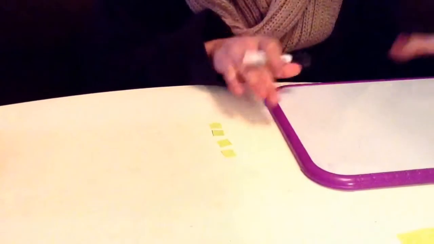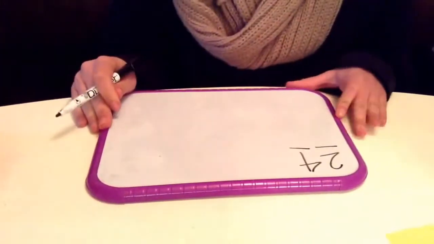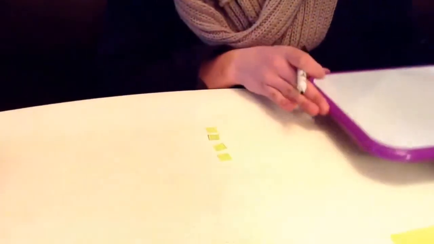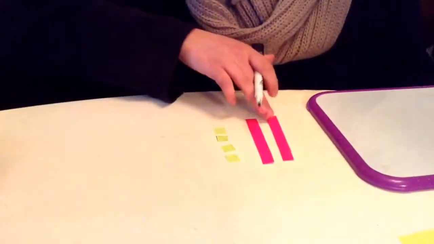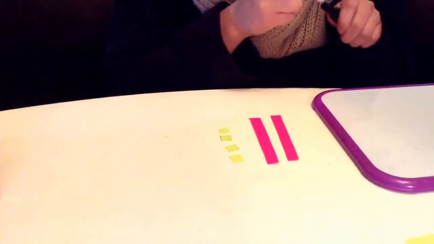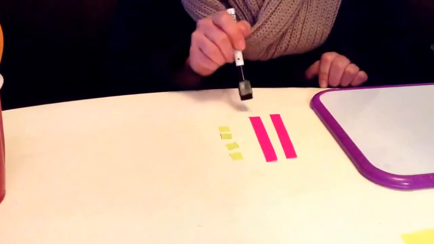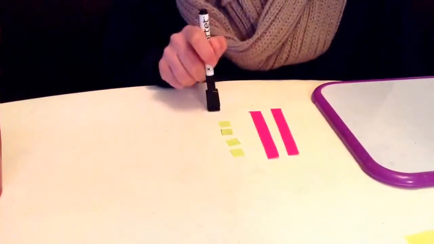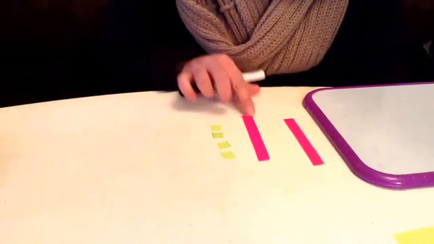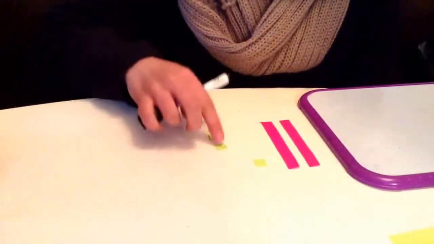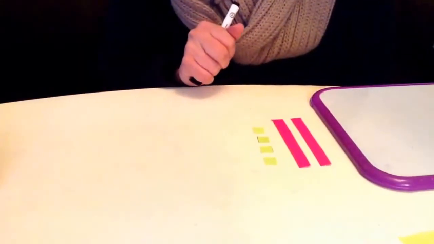Next we see the 2 is in the tens place value. So this means we need 2 longs. 1, 2. This means that 2 tens equal 20 and 4 units equal 4. So let's count it out. 10, 20, 21, 22, 23, 24.